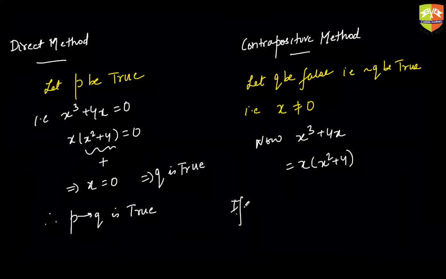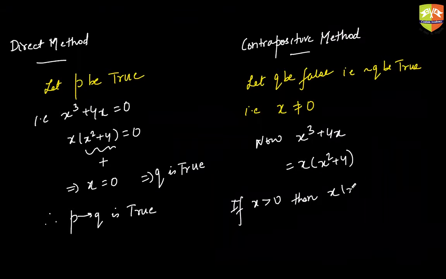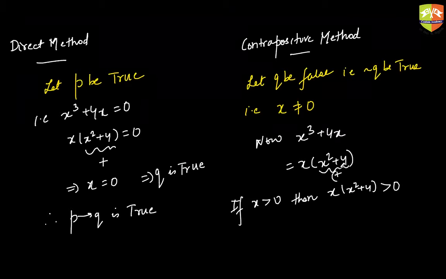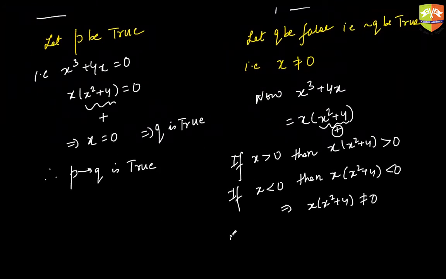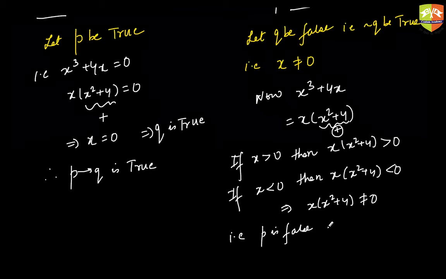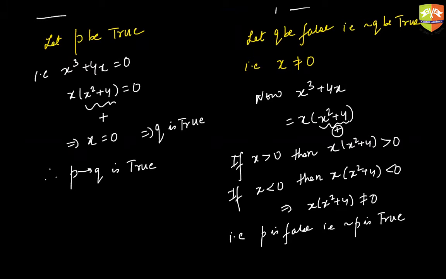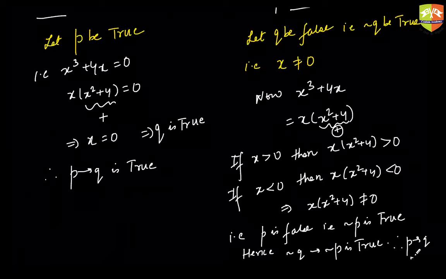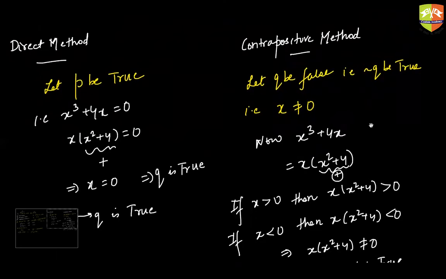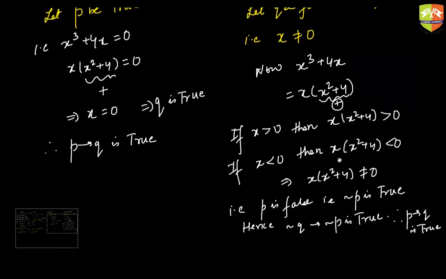If x is positive, then x into x square plus 4 will also be positive because this term is always positive. And if x is negative, then x into x square plus 4 will always be negative. Either of them implies that this term will not be 0. That means you have proved that P is false, that is, you have proved negation P is true. And hence we can say negation Q implies negation P is true, which further implies that this is true, because they are equivalent statements, by the contrapositive approach. Is that fine? Yes, sir.